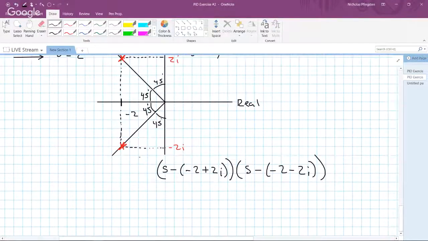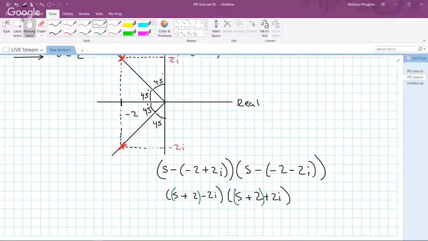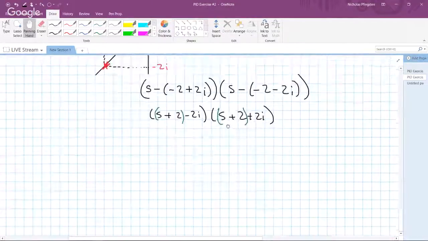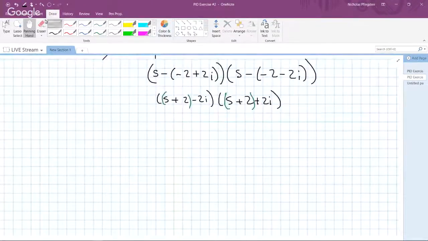So I'm going to distribute that negative. S plus 2 minus 2i, S plus 2 plus 2i. I'm going to group the S plus 2's together. I don't remember what rule of math says I can do that, but I know I can do that. And now what basically happens is I'm going to FOIL this.